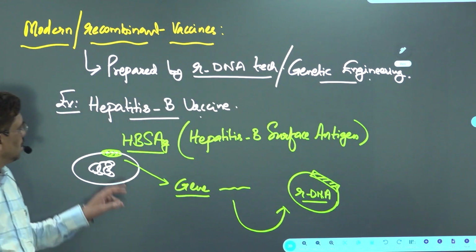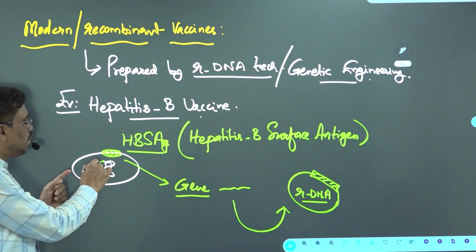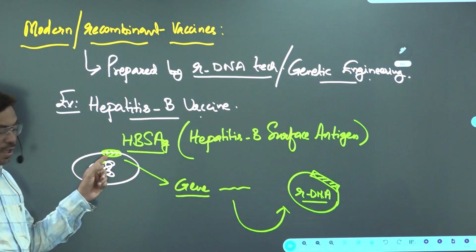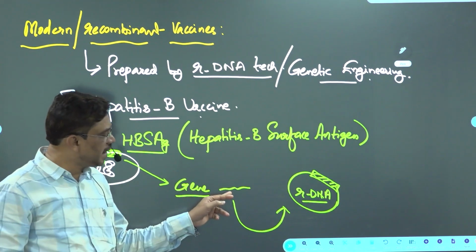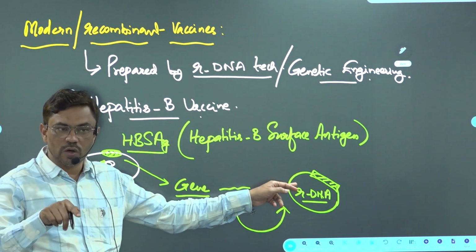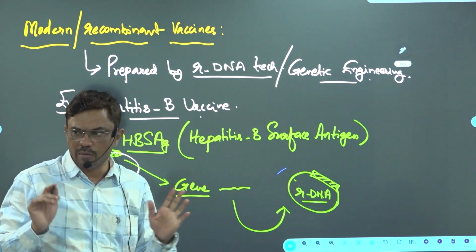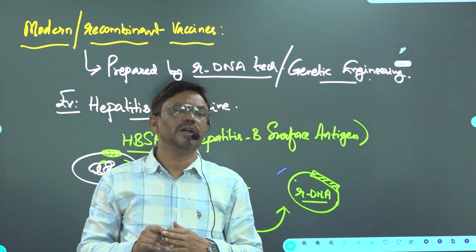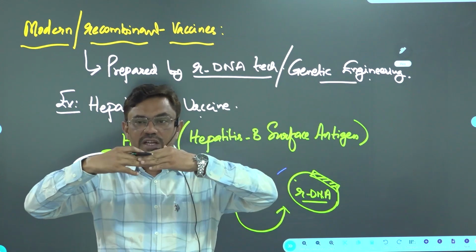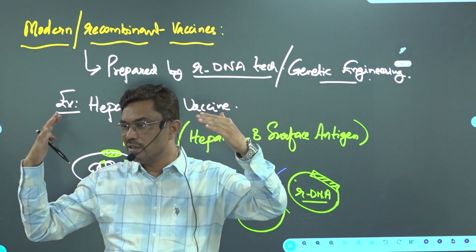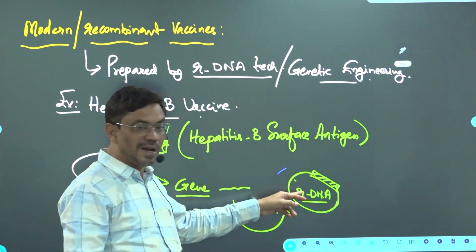So here we are not using the complete pathogen. The gene or DNA responsible for the HBsAg protein is simply extracted. Now this DNA is inserted into another cloning vector, that is another DNA, thereby constructing an rDNA. What is meant by recombinant DNA? Recombinant DNA means the DNA formed by combining two or more different types of DNAs. These two DNAs are combined together to form a new DNA. That new DNA is called rDNA, recombinant DNA.